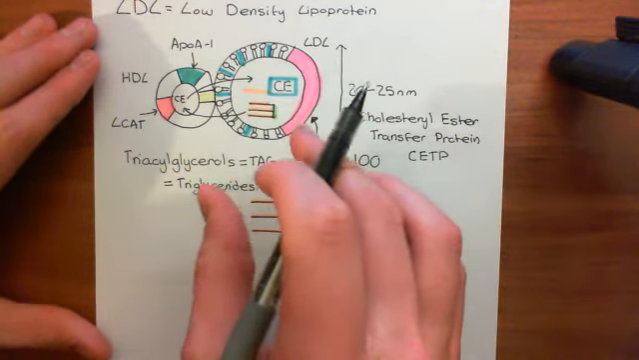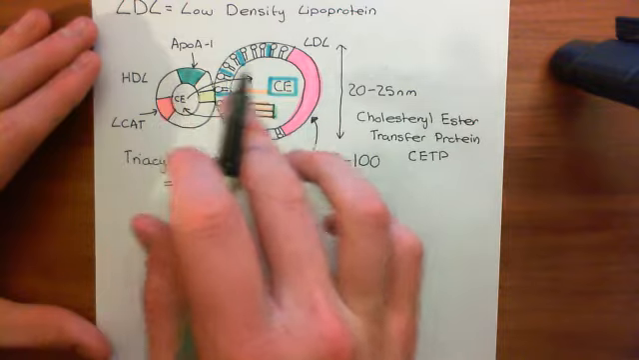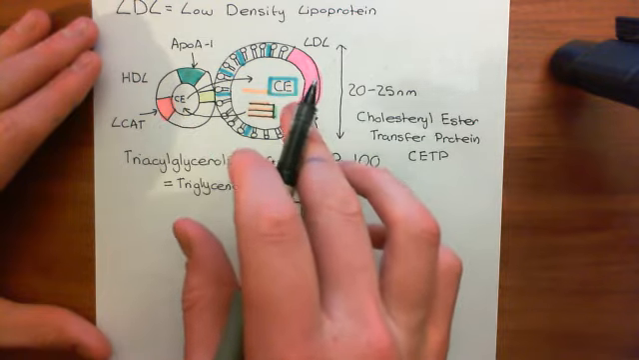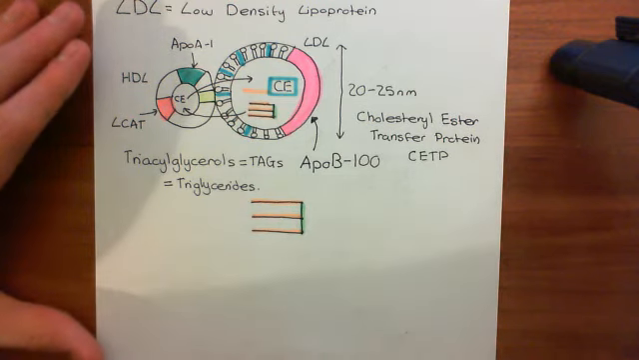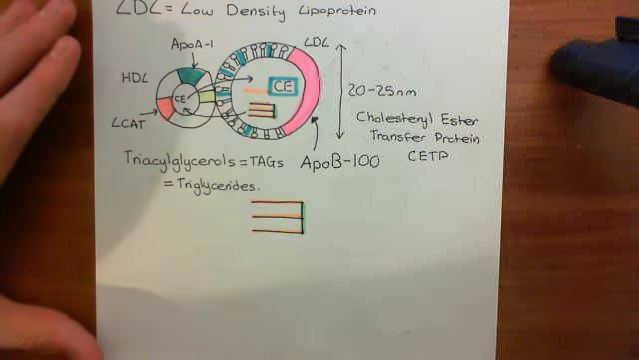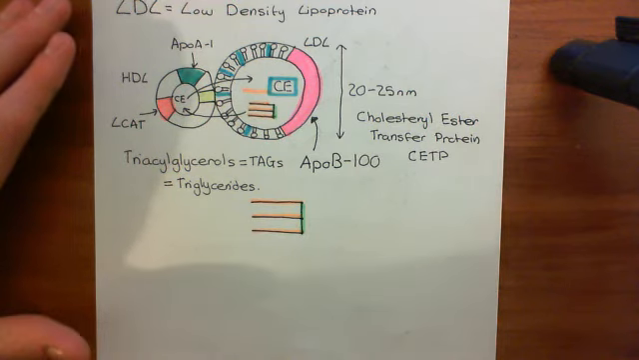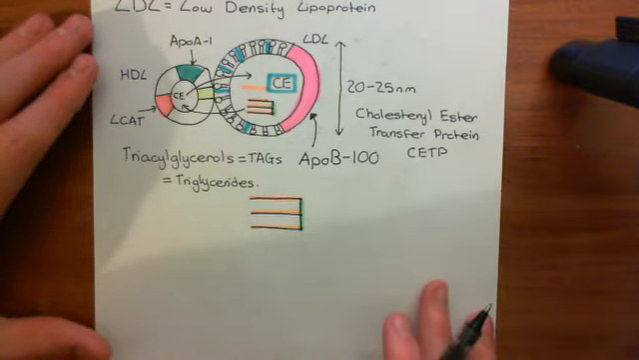So what we now want to look at is how both HDL particles and LDL particles deliver their cholesterol esters to the liver and also to steroidogenic cells in the adrenal glands and also the testes and ovaries. Okay, so let's now talk about this.